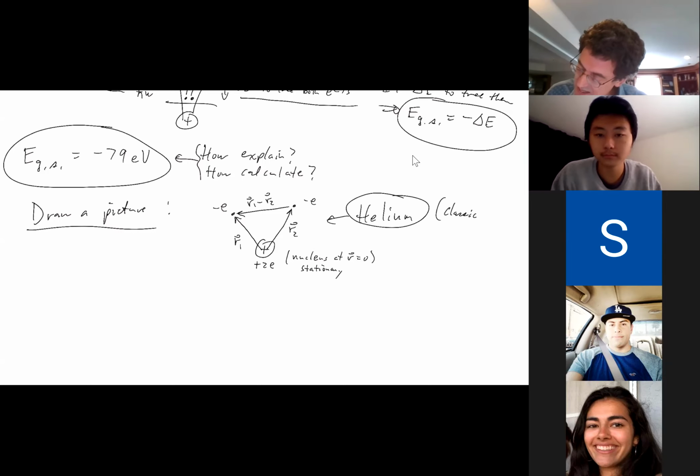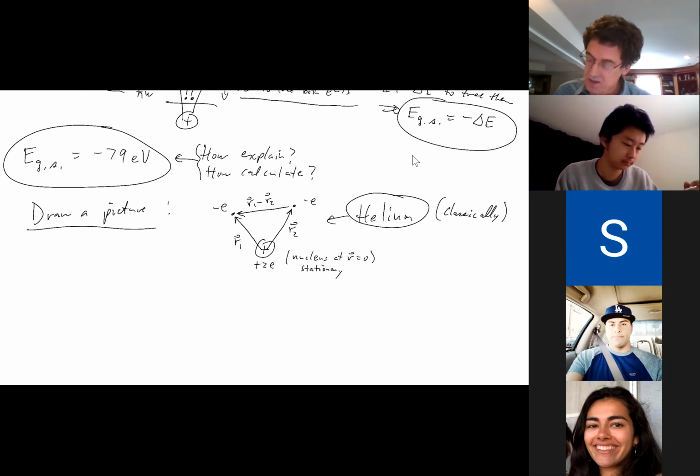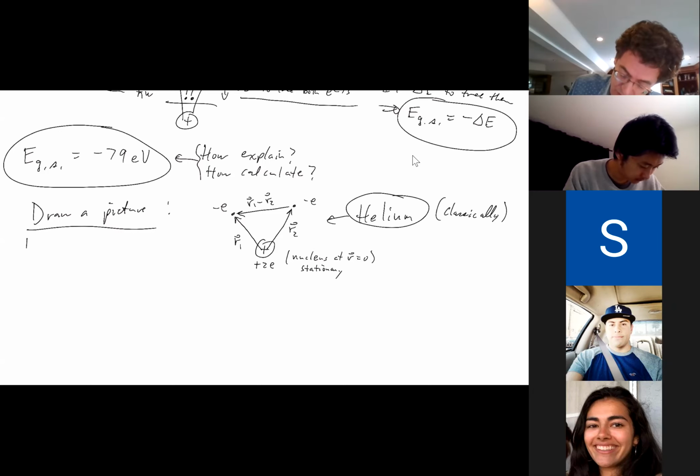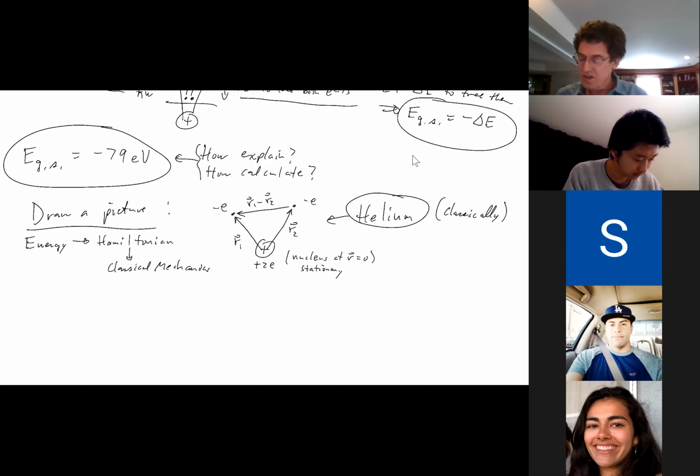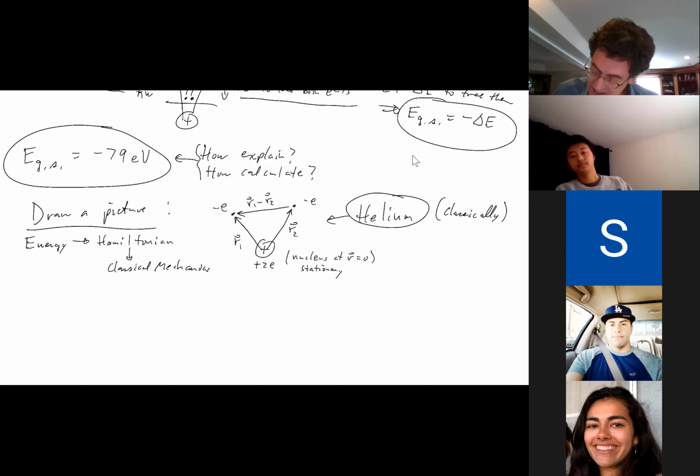And we always start classically. I've said that before, but when we're talking about energies, we want to draw the picture because we want to understand where the energy comes from. And so we have to figure out what the Hamiltonian is. To figure out the Hamiltonian, we always go to classical mechanics. That's where we start.